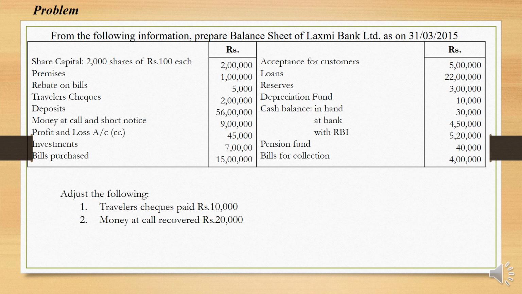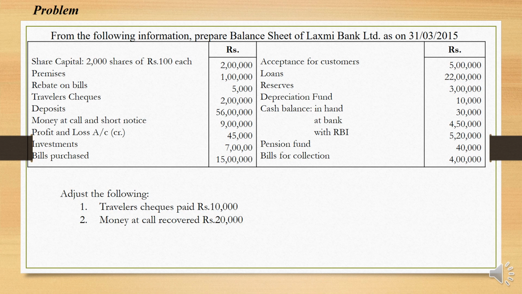Traveler's check paid 10,000. So this has 2 impacts. One is traveler's check, when we write it in the liability side, other liabilities, from 2 lakh it has to be deducted. How much you deduct? 10,000. Similarly, when we write cash in hand of rupees 30,000, from there we have to deduct 10,000. Cash is paid. Similarly, traveler's check liability has come down by 10,000, and asset, cash, has come down by rupees 10,000.